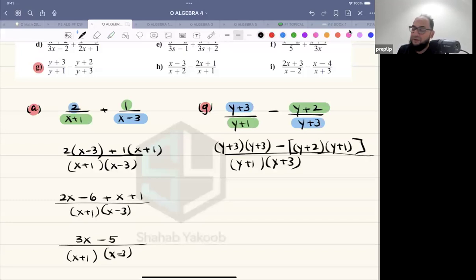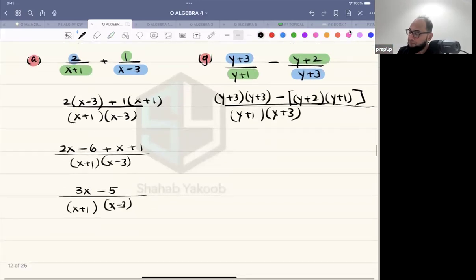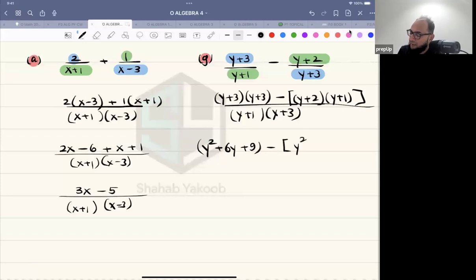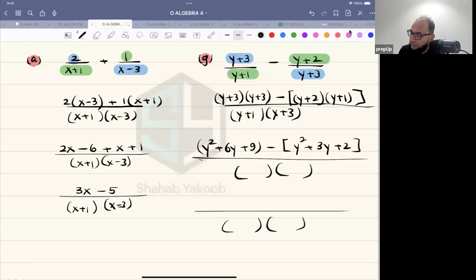When we are dealing with a negative sign, be very, very extra careful. Use as many brackets as you like. There is no limitation on that. So this is y square plus 6y plus 9, bracket, and then this is y square plus 3y plus 2 divided by the two brackets downstairs. I'll focus on the numerator first. So now I'll write y square minus y square, it cancels out. 6y minus 3y, that is 3y, and 9 minus 2 is 7.